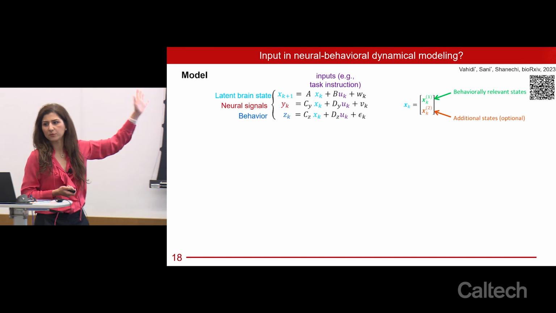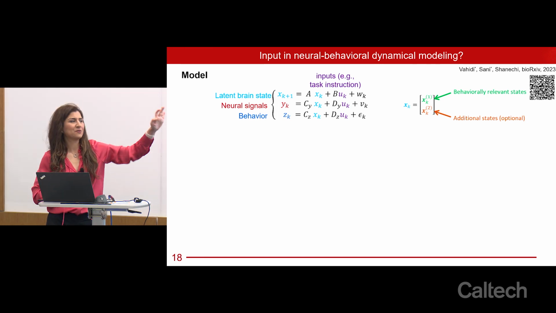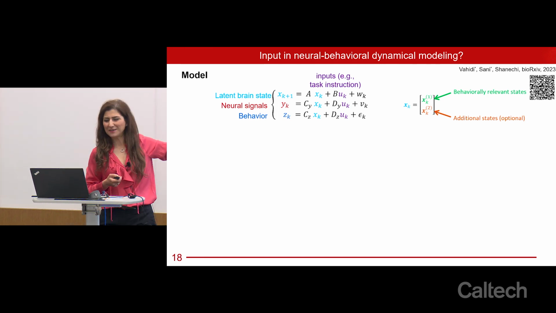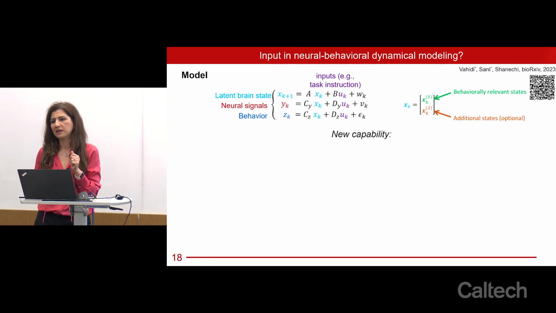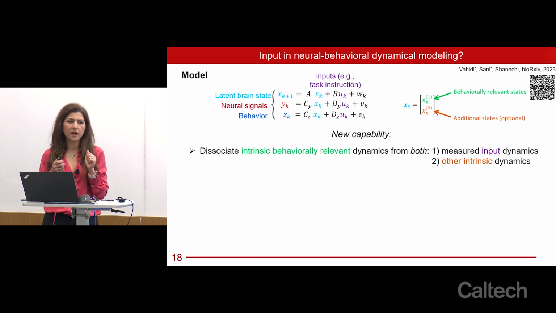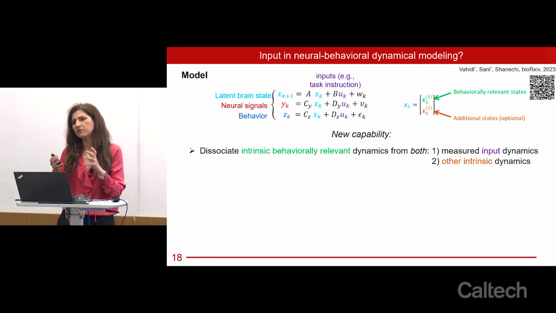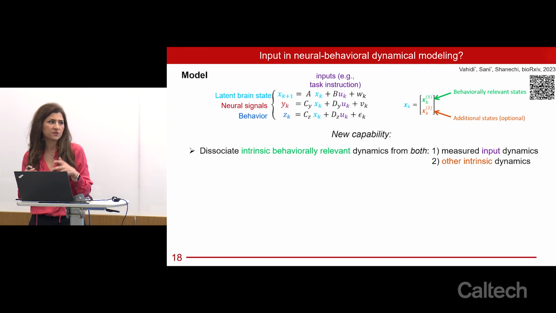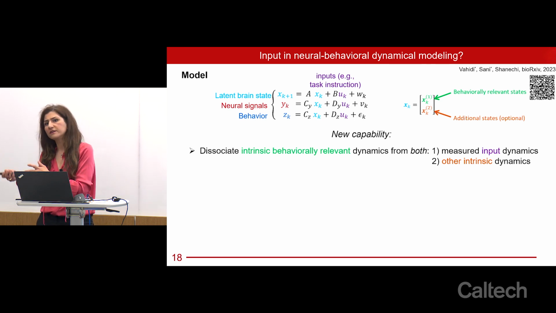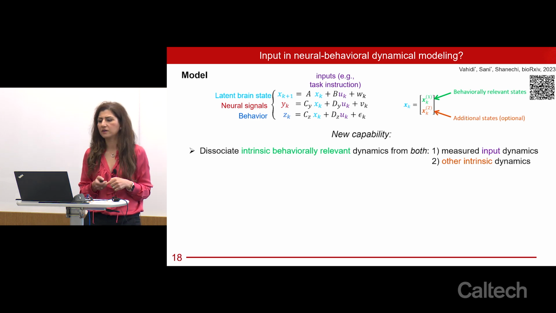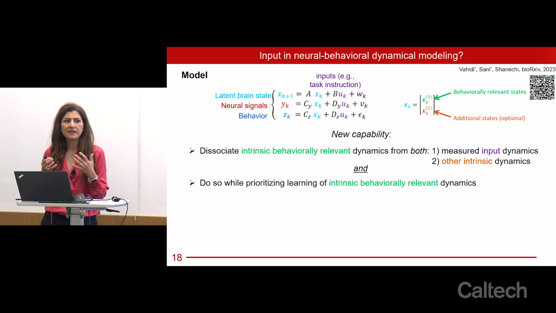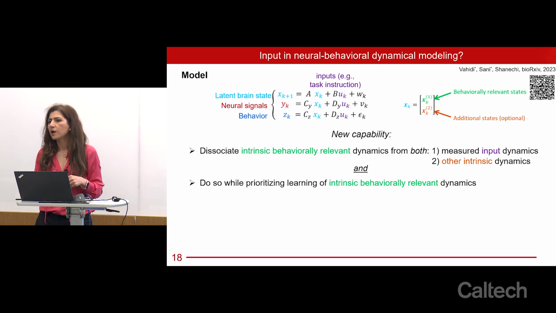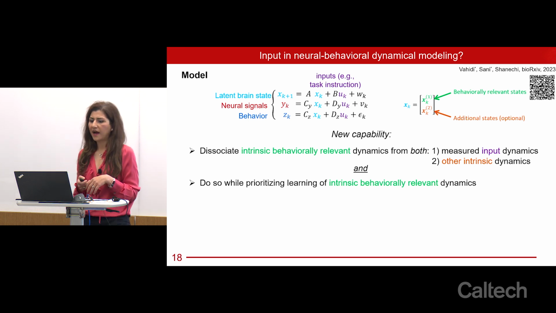Of course, we have to put it in the model. But the question is, again, how do we fit it? That's where all the difficulty lies, right? So what we wanted to do was to enable a new capability in fitting this model. We wanted to be able to dissociate the behaviorally relevant subtype of intrinsic dynamics, both from other intrinsic dynamics as well as external input dynamics. And we wanted to do so while prioritizing the learning of the behaviorally relevant subtype, because I'll show you that that prioritization is actually critical in identifying it accurately.